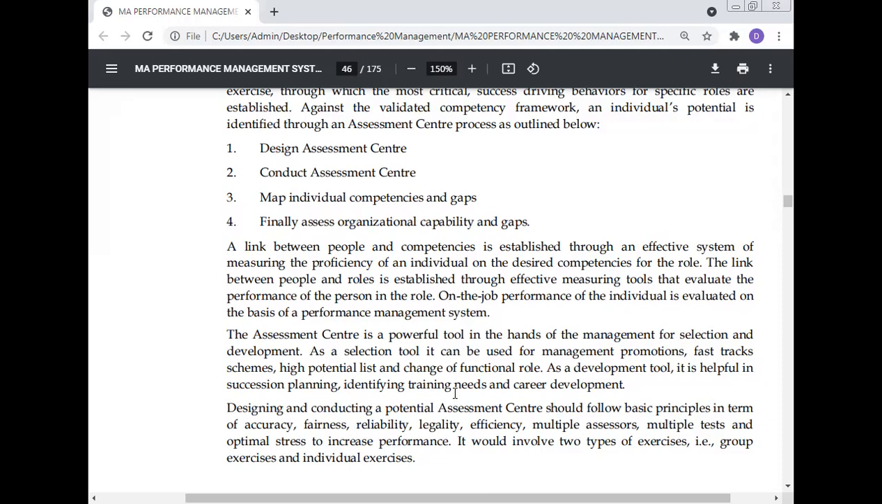Designing and conducting a potential assessment center should follow basic principles in terms of accuracy, fairness, reliability, legality, efficiency, multiple assessors, multiple tests, and the optimal stage to increase performance. It would involve two types of exercise: group exercise and the individual exercise.